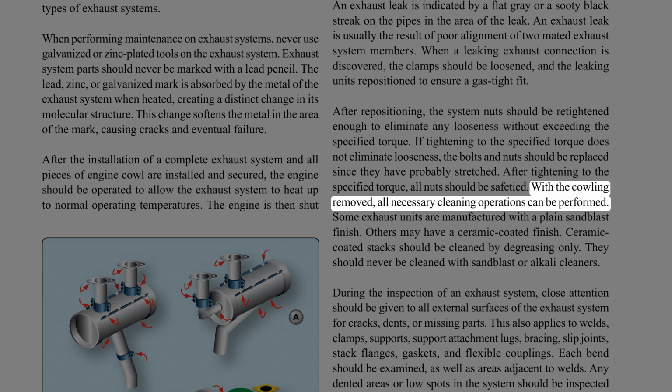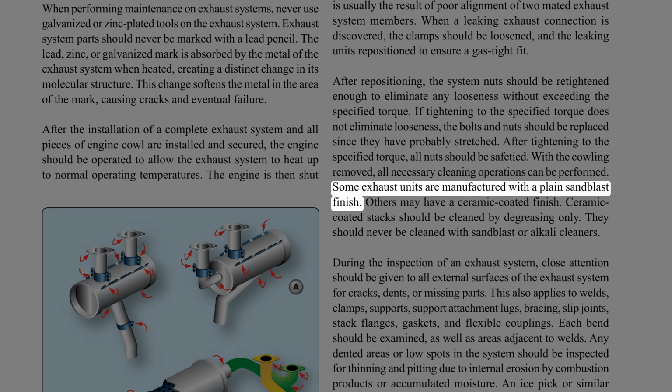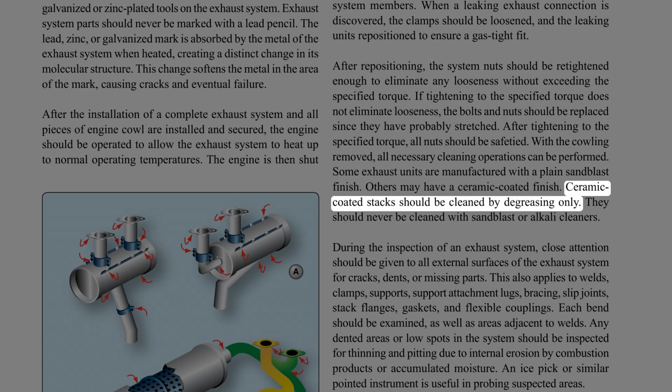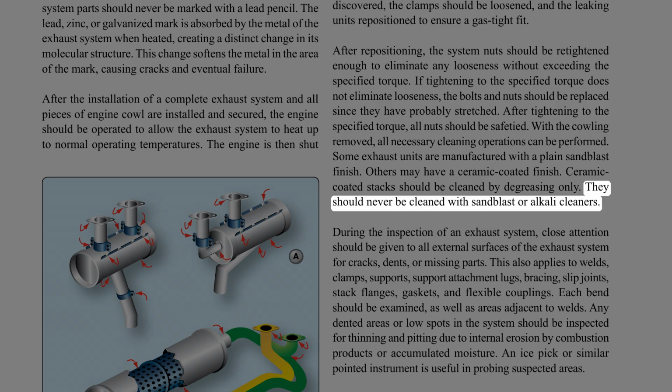With the cowling removed, all necessary cleaning operations can be performed. Some exhaust units are manufactured with a plain sandblast finish. Others may have a ceramic-coated finish. Ceramic-coated stacks should be cleaned by degreasing only. They should never be cleaned with sandblast or alkali cleaners.